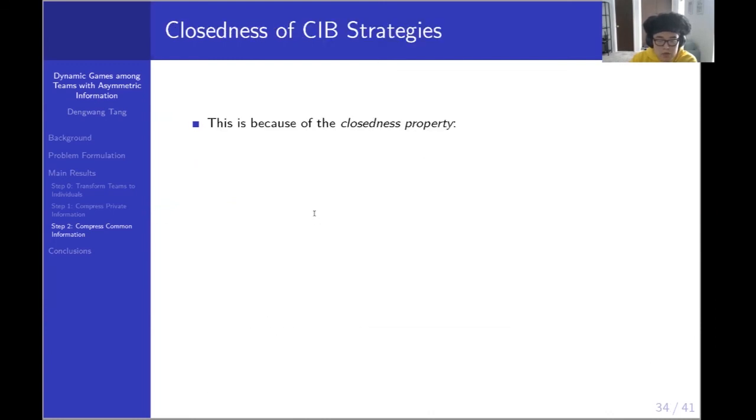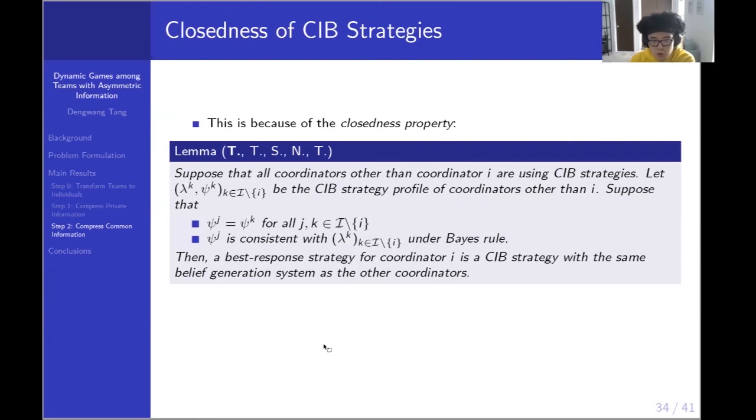So if all the other coordinators are already using the same belief update rule, and this update rule is consistent with strategies, then as coordinator I, you can use this same belief update rule, and you can use a CIB strategy to respond without loss of optimality.